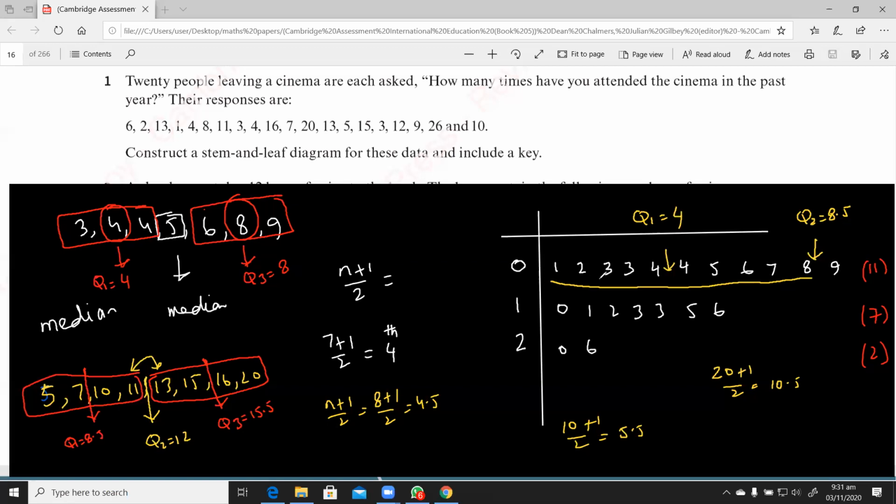Okay. So similarly, again 5.5. So I start counting from here. 1, look at this. This 9 is 1, 2, 3, 4, 5, and here is your upper quartile. That is going to be 13. That is 13. This is the lower quartile, and this is the median. Okay?